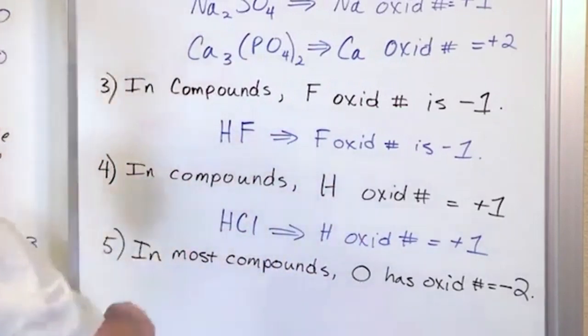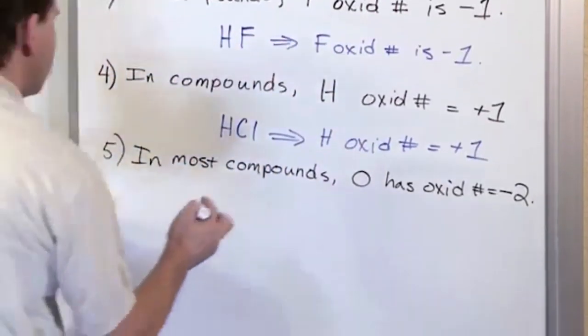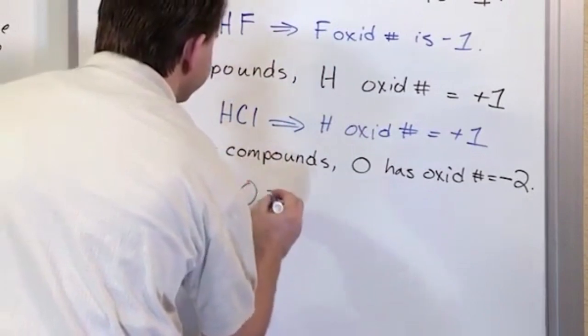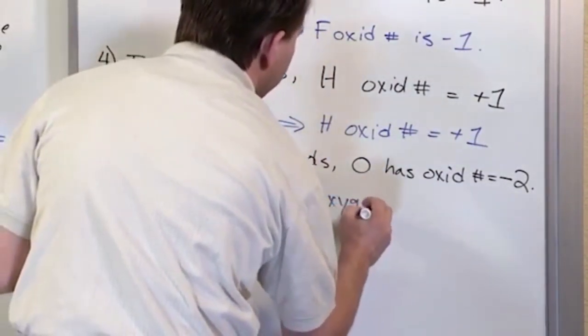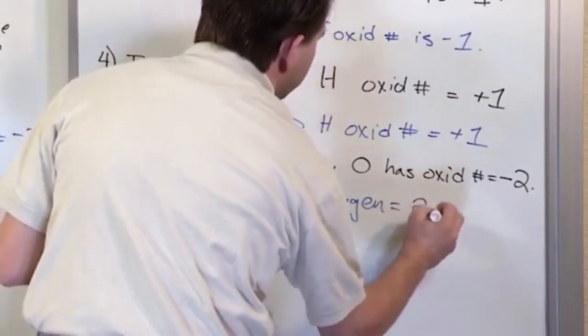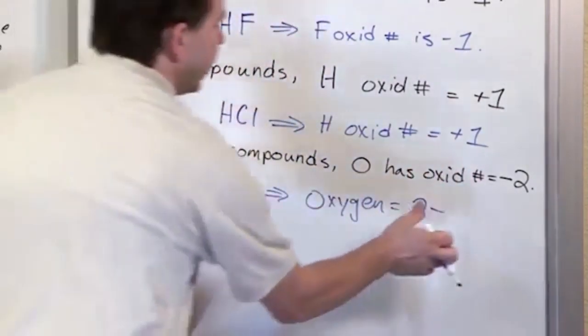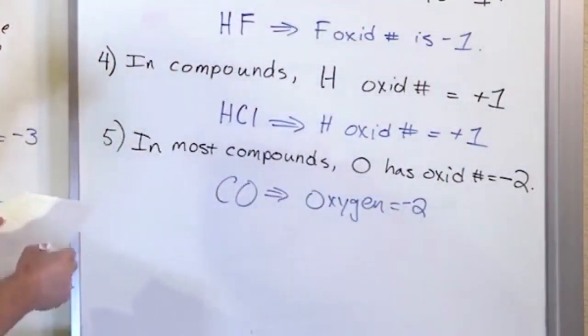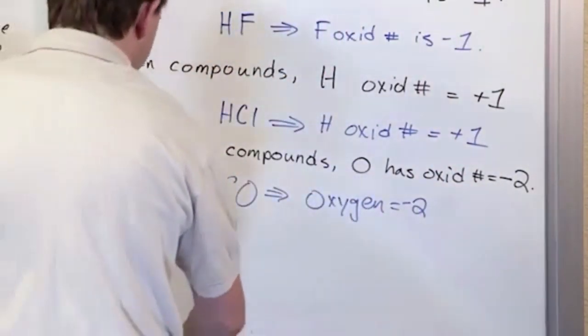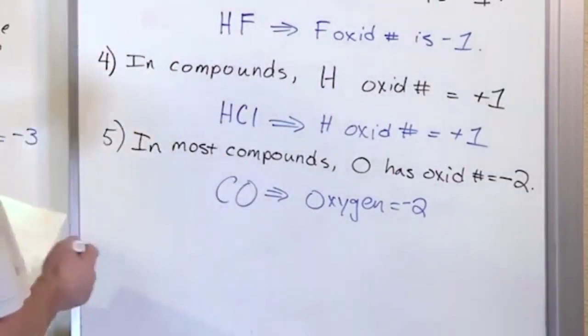Let me go ahead and show you an example here with the oxygen. Carbon monoxide. Oxygen is going to be equal to -2, an oxidation number. All right, let me put one more thing, see if I can squeeze it in.